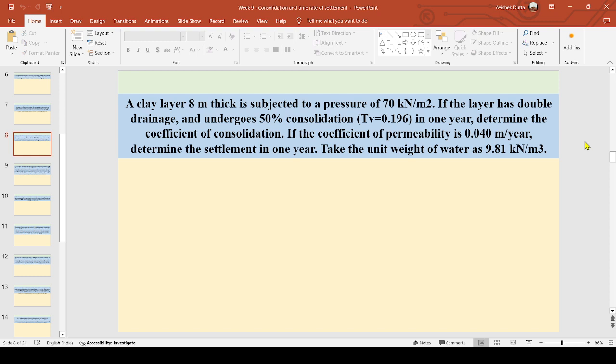I'll repeat the question once. A clay layer 8 meter thick is subjected to a pressure of 70 kilonewton per meter square. If the layer has double drainage and undergoes 50% consolidation, with Tv equal to 0.196 in 1 year, determine the coefficient of consolidation. Then, if the coefficient of permeability is 0.04 meter per year, determine the settlement in 1 year. Take the unit weight of water as 9.81 kilonewton per meter cube. Okay, I'll go to the next question.